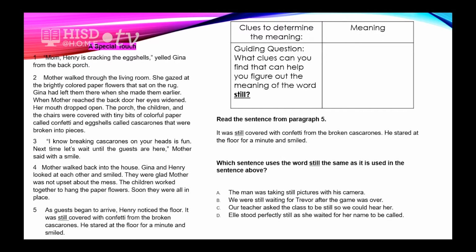So now you're going to try one on your own. First, you're going to read the selection, A Special Touch. From there, you're going to look for clues to determine the meaning of the word still. Create your own definition and meaning. Read the question, eliminating 2 answer choices, then choosing your best answer choice from your remaining 2.